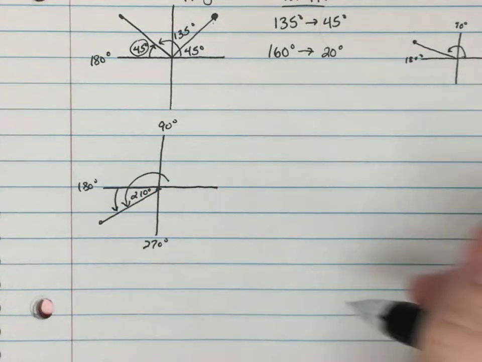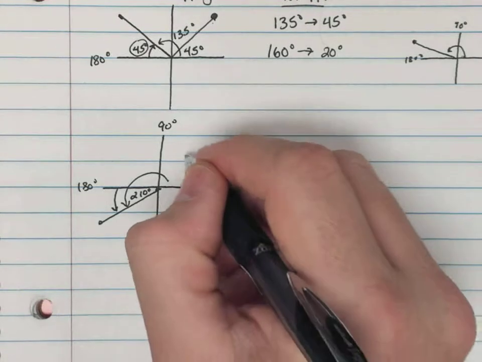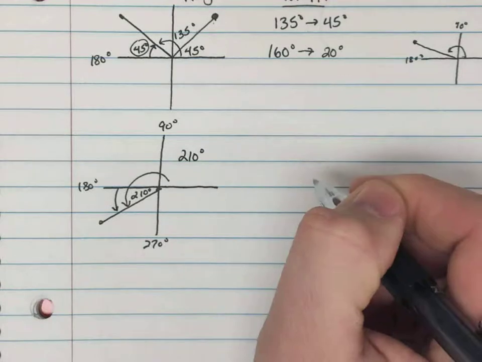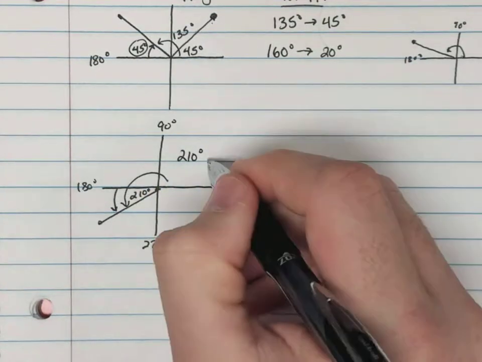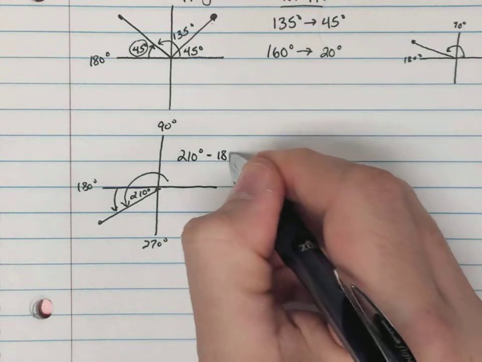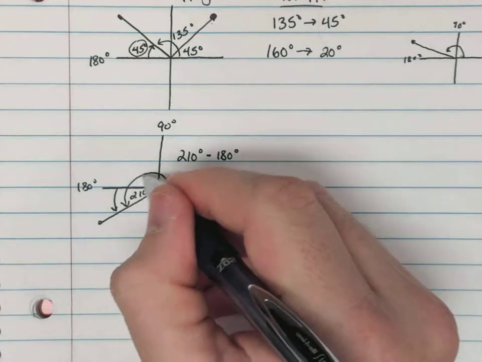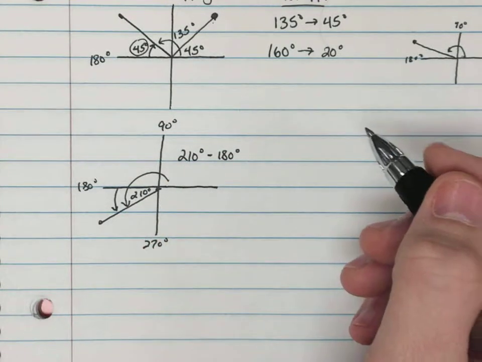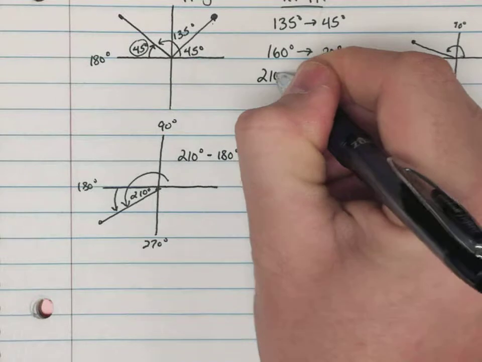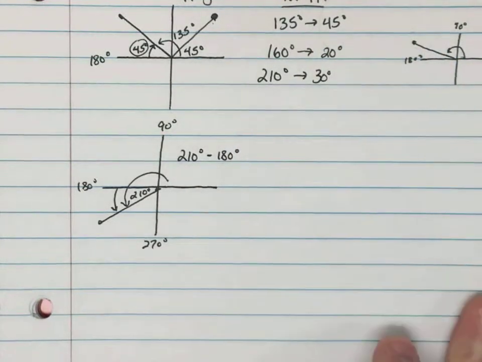How do you find the reference angle if you're in the third quadrant? What are you going to do with that 210 to find this angle? Good. Subtract 180 from it. If this is 180, and you need to know how far it is from here to here, take the 210 and take away 180. So a 210 degree angle would have a reference angle of 30 degrees.